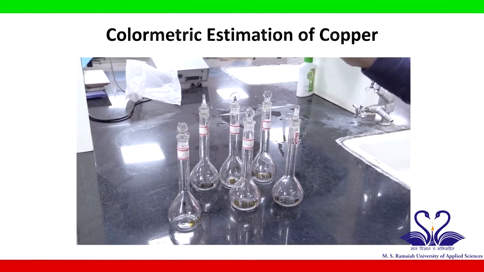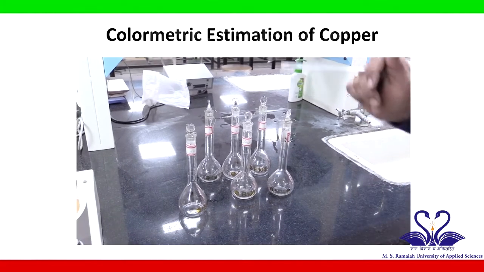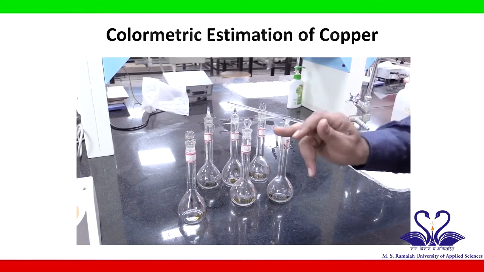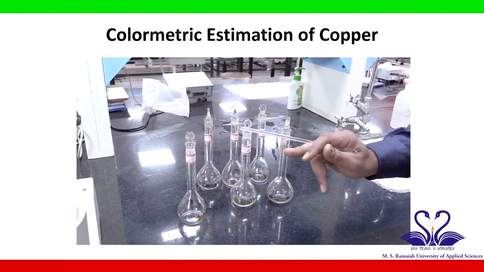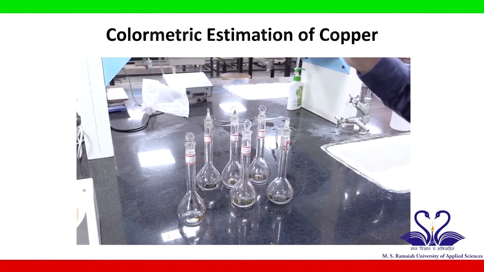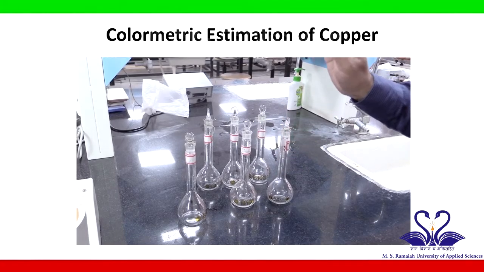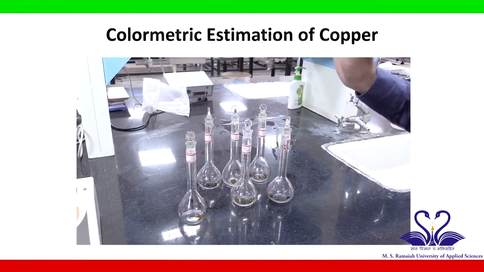5 ml. And one blank solution you have to prepare, and that blank solution should contain only 5 ml of ammonia, and the remaining should be made up using the distilled water.